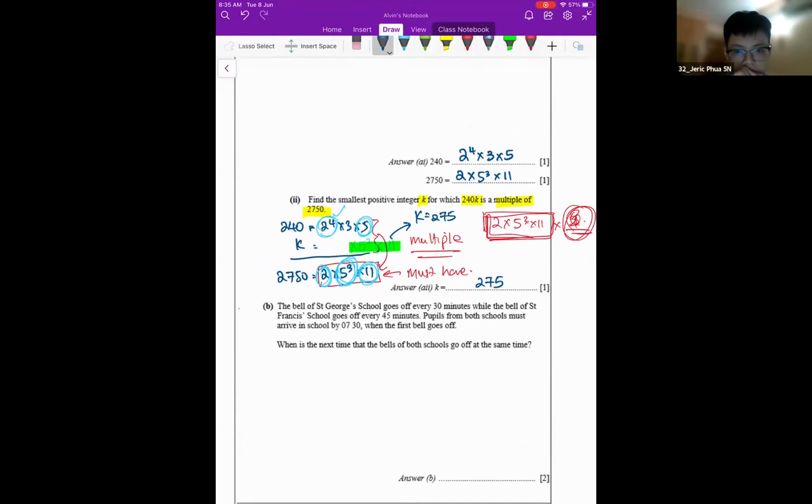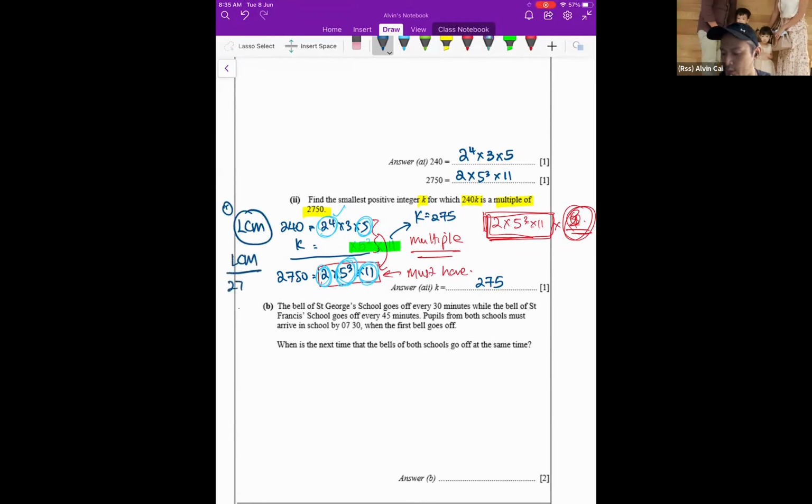So that can be another method. Good, thanks for bringing it up. So for those who are not too sure how to do this, you can use what Jerry has mentioned. Find the lowest common multiple, then after that, use the lowest common multiple, divide by 240. Oh, sorry, 240. That's right, it should be 240.